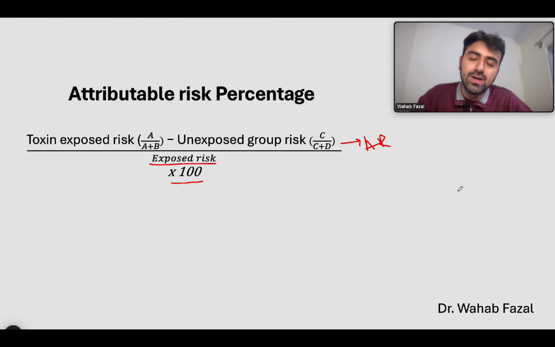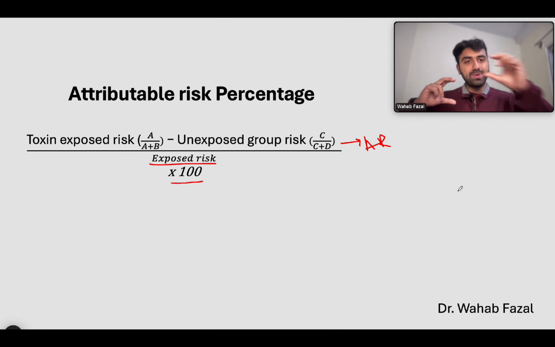multiplied by 100. So in essence, what attributable risk percentage wants you to tell is, whatever this person's actual risk for developing the disease was, what percentage of it is caused by this particular toxin? What percentage of the risk is added by this particular toxin?